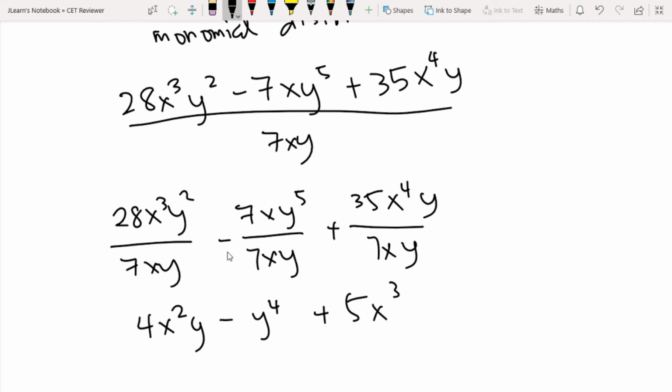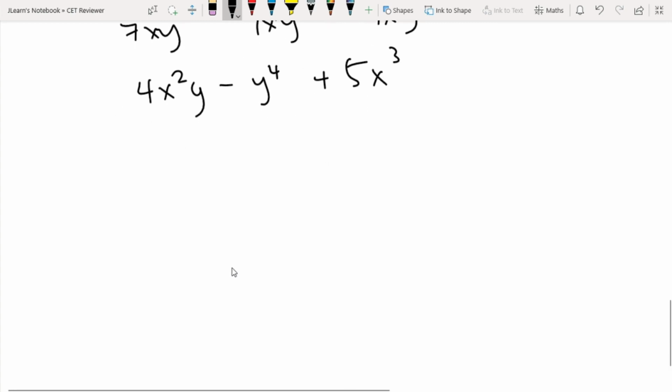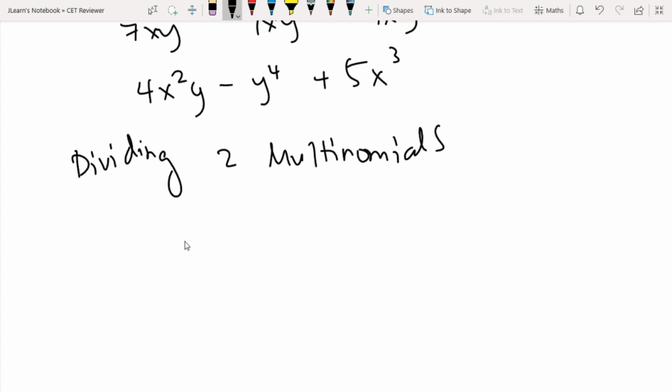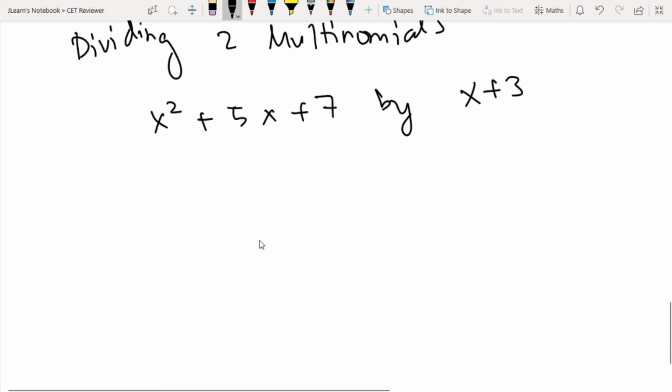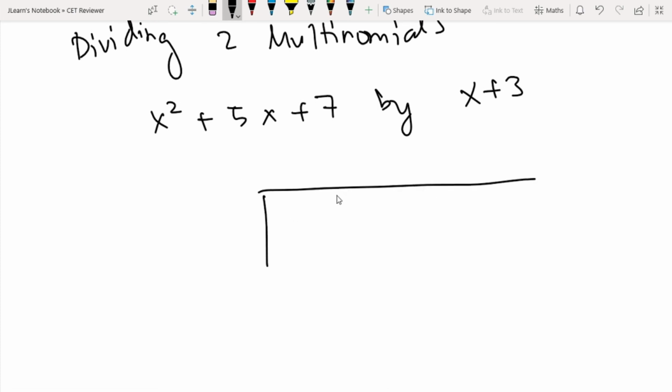So, let's say you are dividing two multinomials. Let's say you are dividing x squared plus 5x plus 7 by, let's say, x plus 3. Okay? So, we use a technique called long division. Okay? So, paano ba tayo mag-divide? Di ba gumagamit lang tayo ng ganito? Pero gagamitin natin ngayon to sa polynomial.